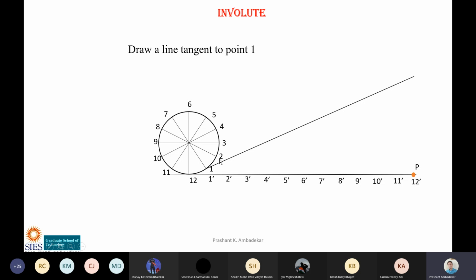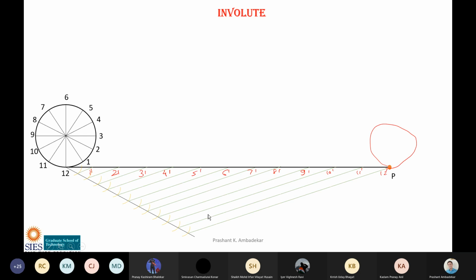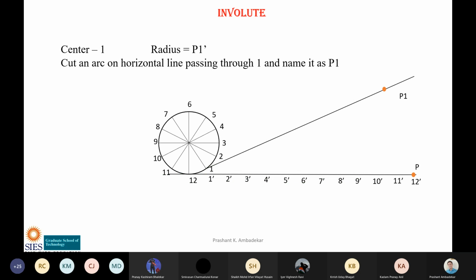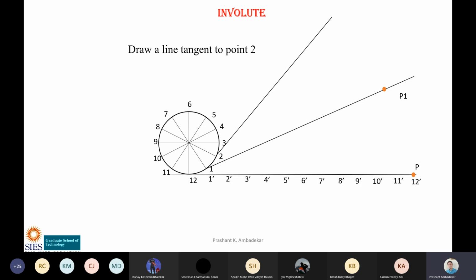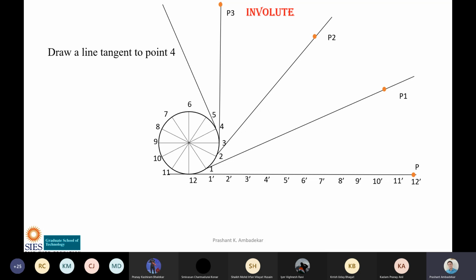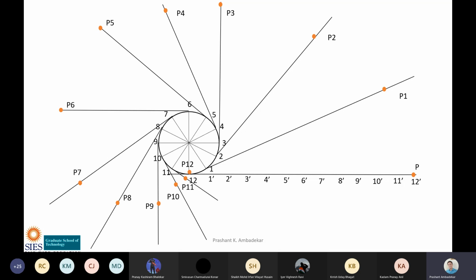Then from point 2, again I will draw a tangent line. Okay. Then point 3, I will draw a tangent line. Can you see these tangent lines I am drawing? Tangent from point 4, tangent from point 5. Like this, I have drawn tangent lines from points 6, 7, 8, 9, 10, 11, 12. So you can see each line here is tangent. So this angle is how much? 90 degree. This is 90 degree. This is 90 degree, and so on.